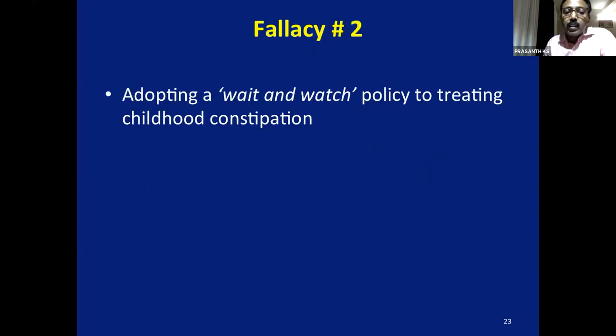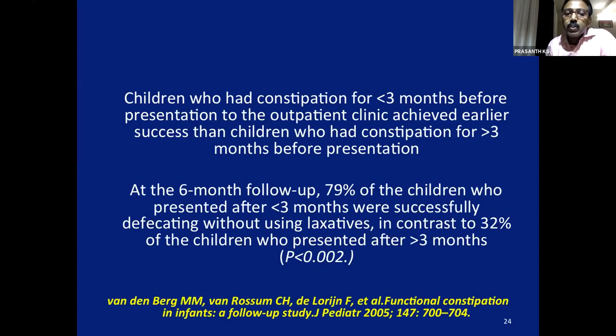Then regarding fallacy number two, adopting a wait and watch policy to treating childhood constipation, what will be the outcome like? There was an OP based study, where they have observed that children who had constipation for less than 3 months before presentation to the outpatient clinic, they achieved earlier success than children who had constipation for more than 3 months before presentation. That is, delaying the treatment by adopting a wait and watch policy is actually resulting in unfavorable outcome.